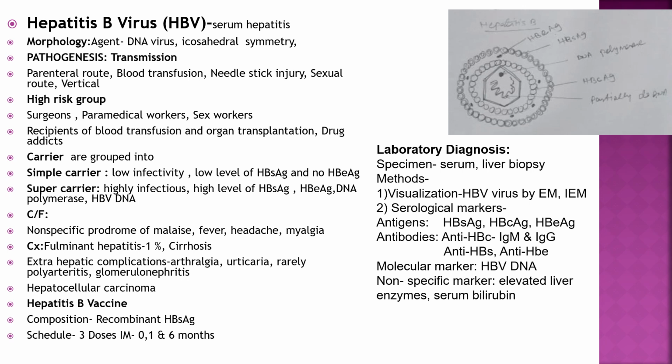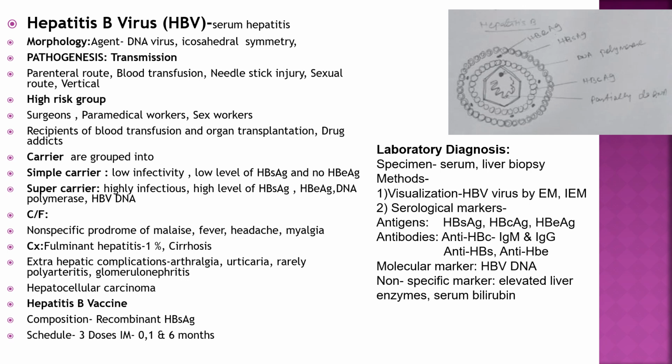Clinical features: non-specific prodrome of malaise, fever, headache, myalgia. Complications: fulminant hepatitis 1%, cirrhosis, extrahepatic complications, arthralgia, urticaria, rarely polyarthritis, glomerulonephritis, hepatocellular carcinoma. Hepatitis B vaccine as immunoprophylaxis. Composition: recombinant HBsAg, schedule 3 doses, intramuscular at 0, 1 and 6 months.